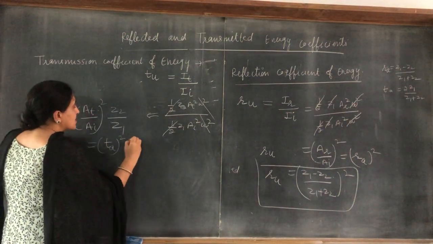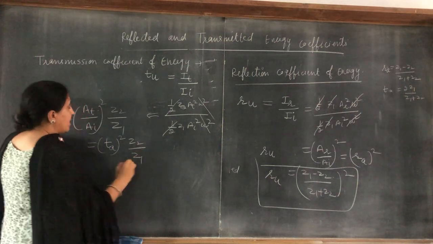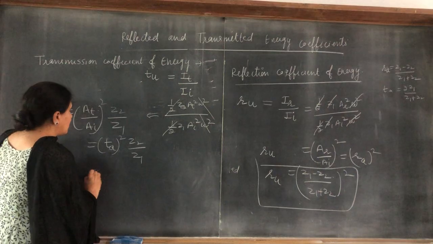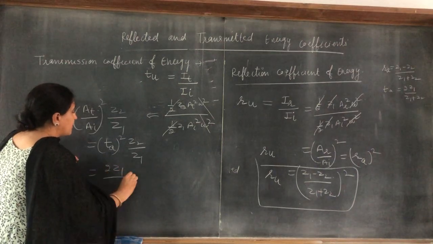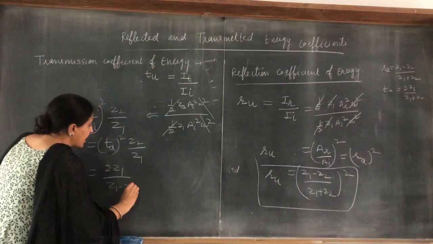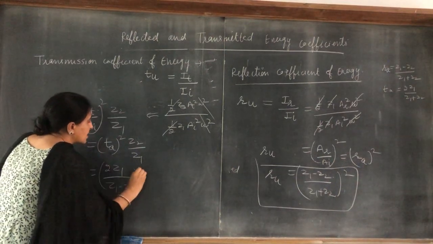TA is into Z2 upon Z1. And what is the value of TA? The value of TA is equal to 2Z1 over Z1 plus Z2, whole square, Z2.